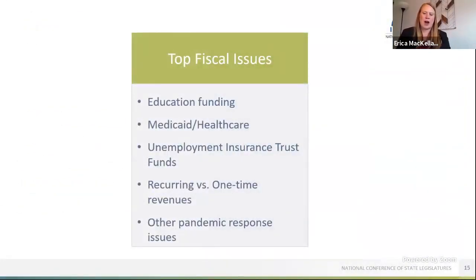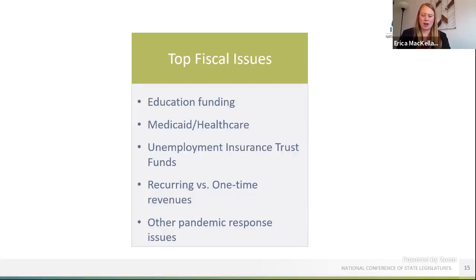In our survey, we also asked legislative fiscal offices what they expect to be the top fiscal issues for the upcoming legislative session and into the future. And again, of course, this varies based on individual state needs. But some of the issues that rose to the top this year: education funding was a very big one. In some cases, it was referenced more as just reviewing the funding formula, but in quite a few, it was also restoring any cuts to education that may have been made at the start of the pandemic.